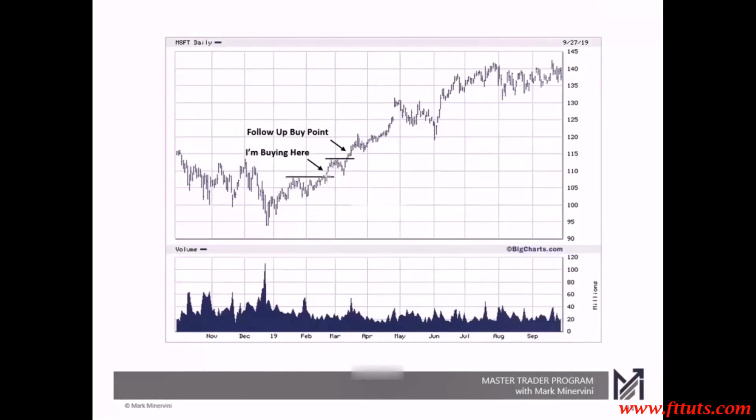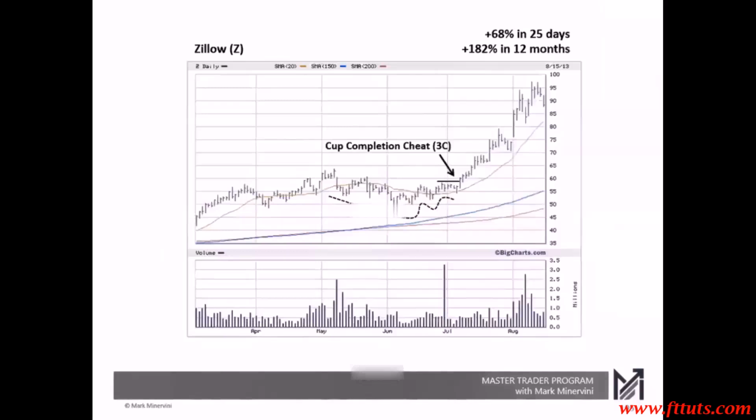I actually bought it right here. It came through this level right here, and you can see again, there's where you draw your line, and you can see it comes through that pivot point, and then it forms a classic handle. And this is just a big cup with handle with a previous cheat buy point. Again, looking at Zillow.